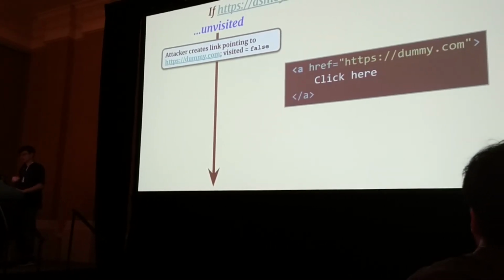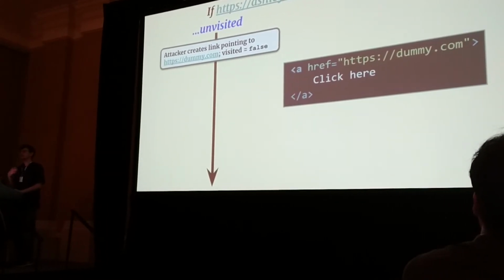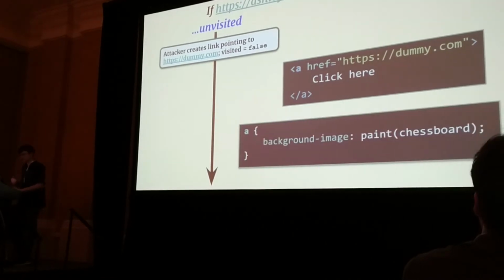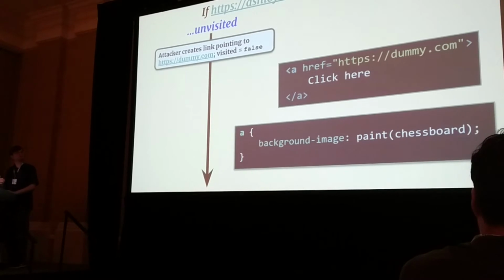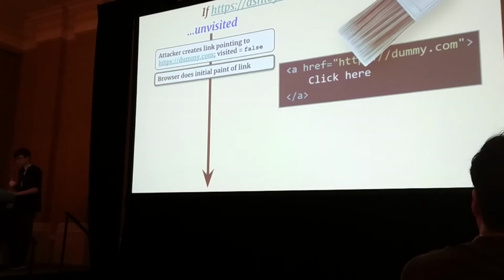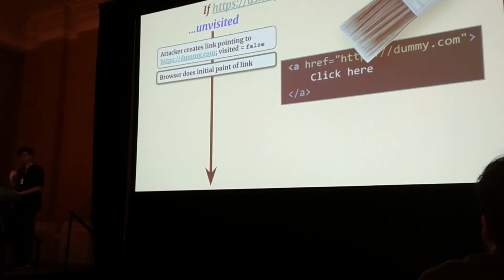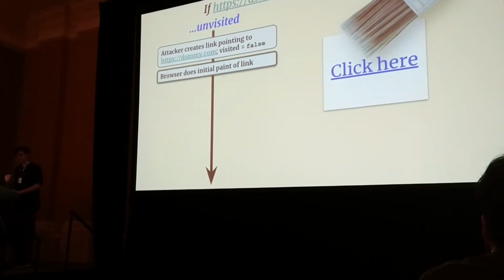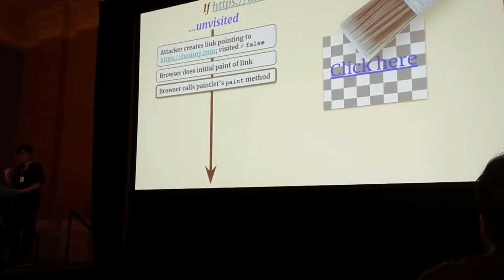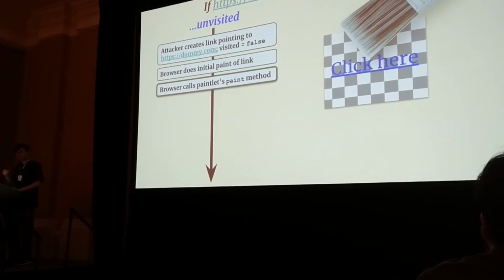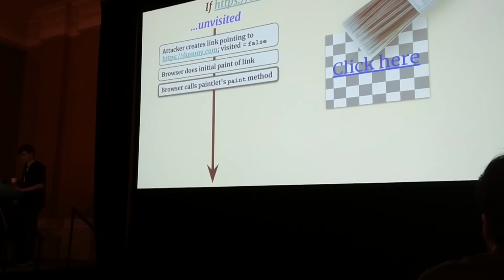Now, first, focusing on case 1, where the victim has not visited ashleymadison.com. We start off the attack by creating a link element on our web page, which initially points to a dummy URL that we know the victim has not actually visited. We also add a little CSS so that our link's background image will be painted by a paintlet script that we've installed into the page. And when the victim visits that web page, the browser will do an initial paint of that link element, coloring it blue to start, as its visited status bit is initially false. As part of painting that link, the browser will call into our paintlet script to generate the background image of the link that we've set.